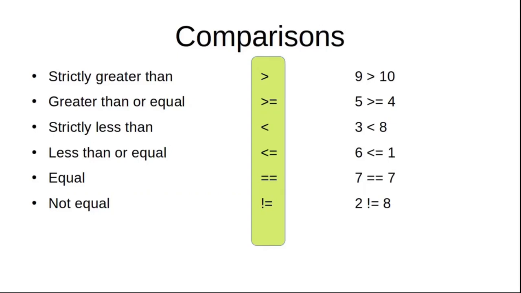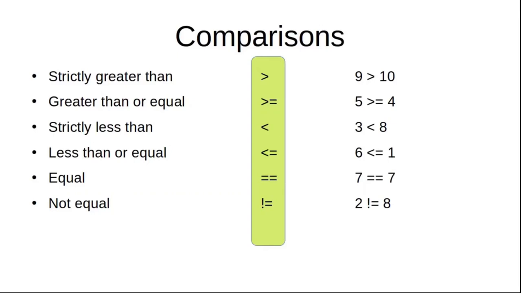9 is strictly greater than 10. It's false. 5 is greater than or equal to 4. It's true. 3 is strictly less than 8. It's true. 6 is less than or equal to 1.